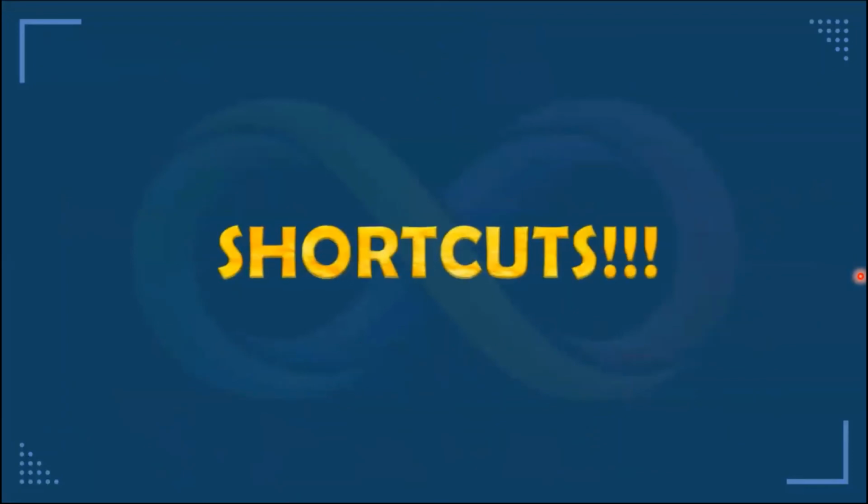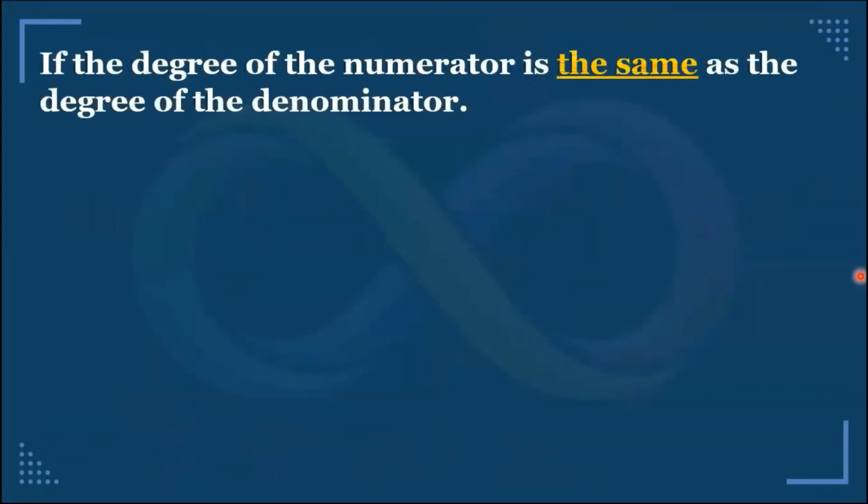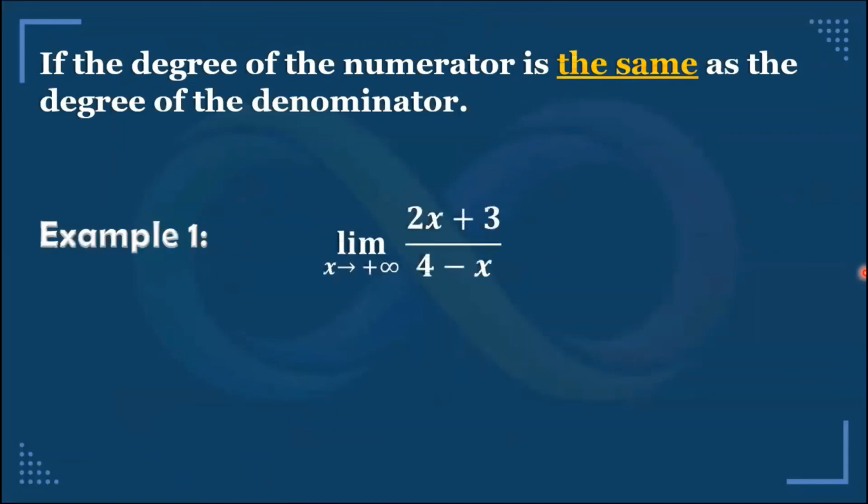And let's have the shortcuts. The first shortcut, if the degree of the numerator is the same as the degree of the denominator, then the limit of the function can be computed based on the quotient of the two coefficients. For example, example number 1, limit of the function 2x plus 3 over 4 minus x as x approaches positive infinity.